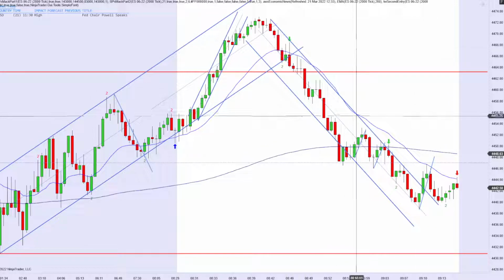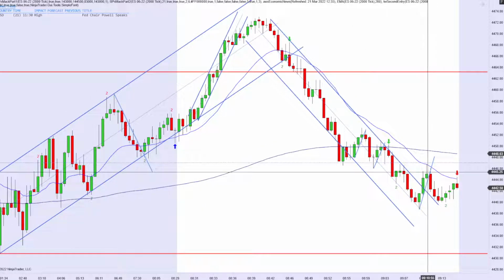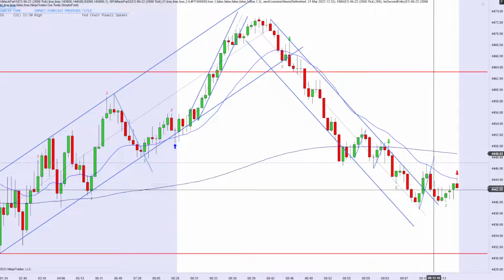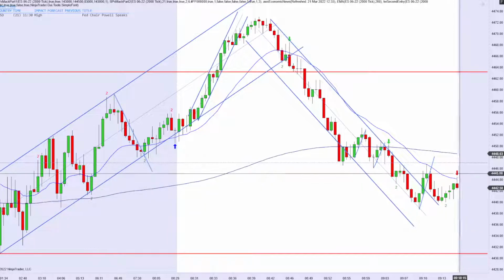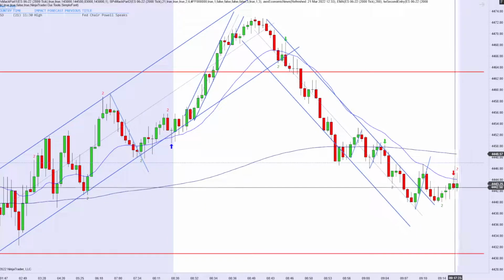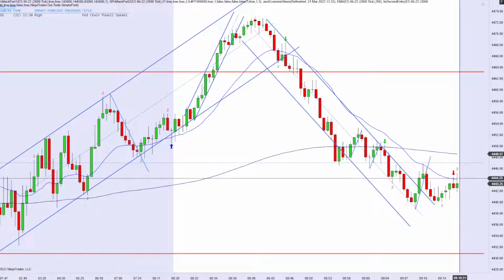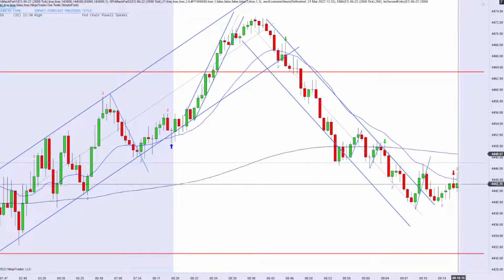We have a break of this short-term channel looking for a new low. First entry short, and this is the first attempt to go low. Prices come back up, second entry short. I entered this, and then immediately within like a second or two got stopped out.